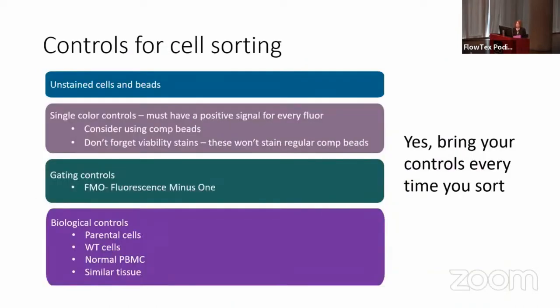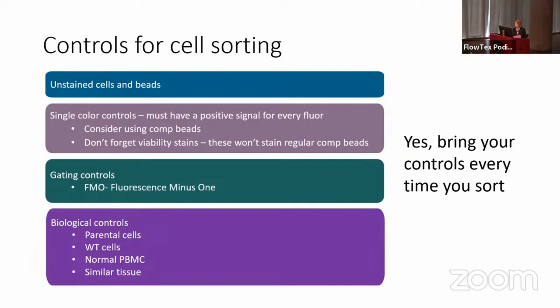For cell sorting, to set up your experiments, you're going to bring all the same kinds of controls that you bring for every kind of experiment. So you're going to bring your unstained cells, your unstained beads, your single color controls. I like comp beads. A lot of people will tell you cells are better. There's argument to be had there.